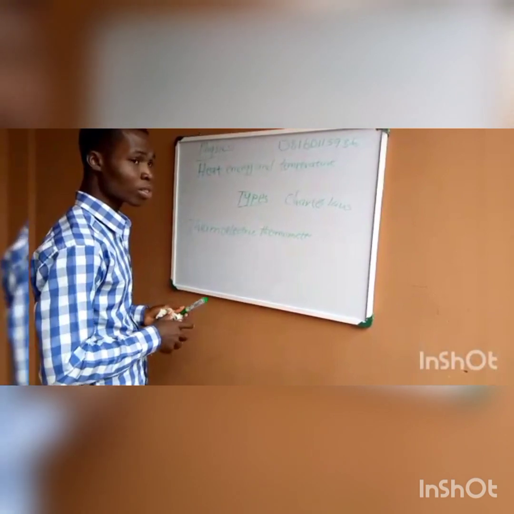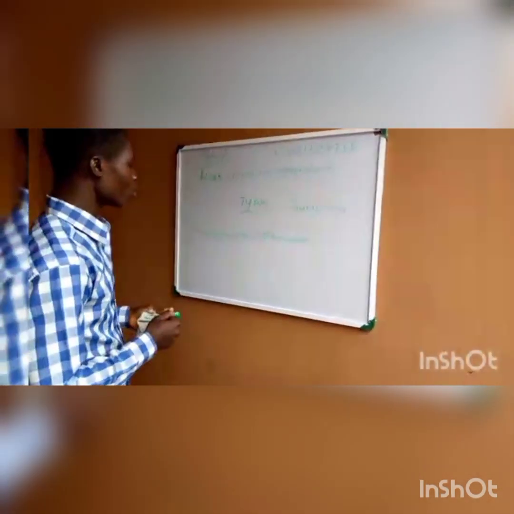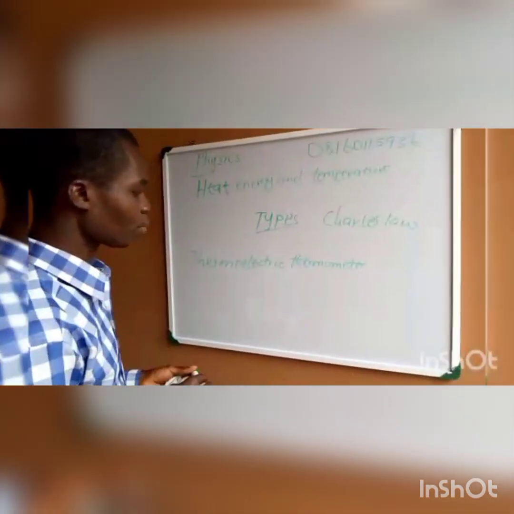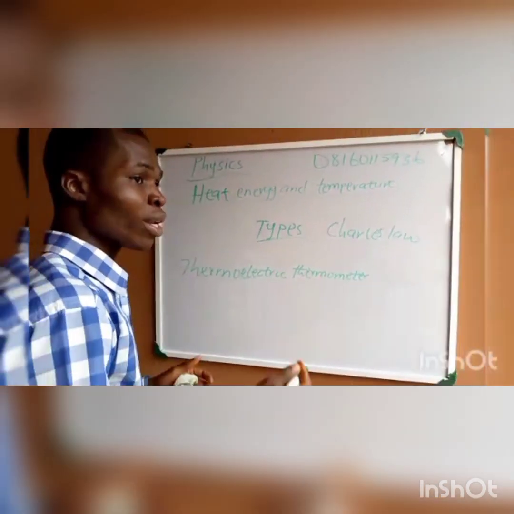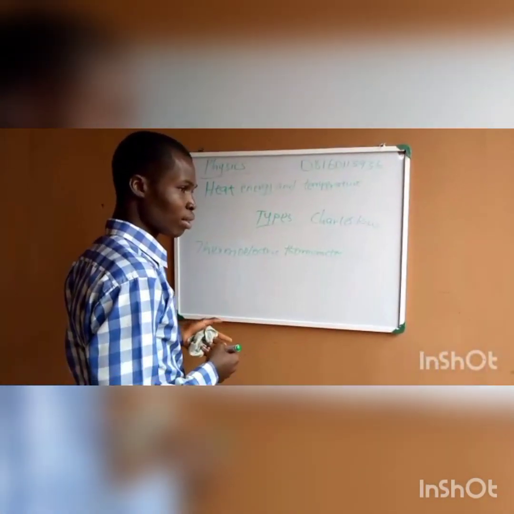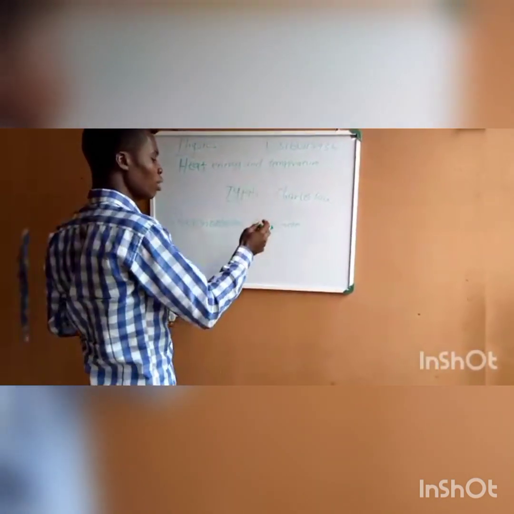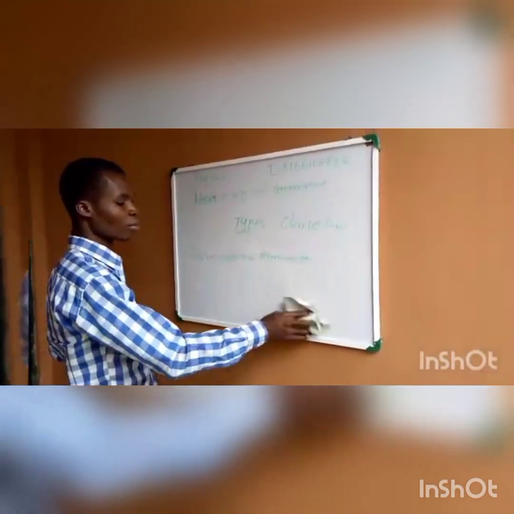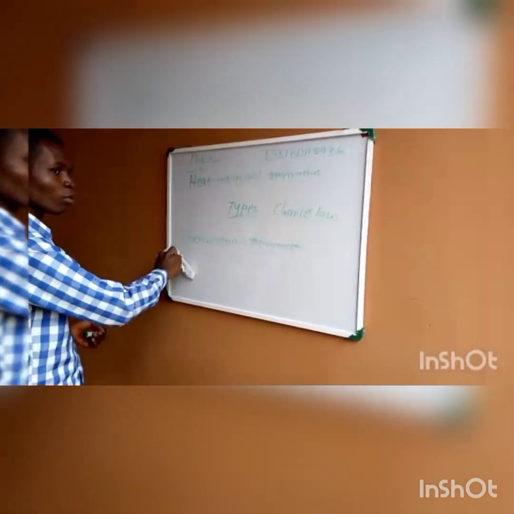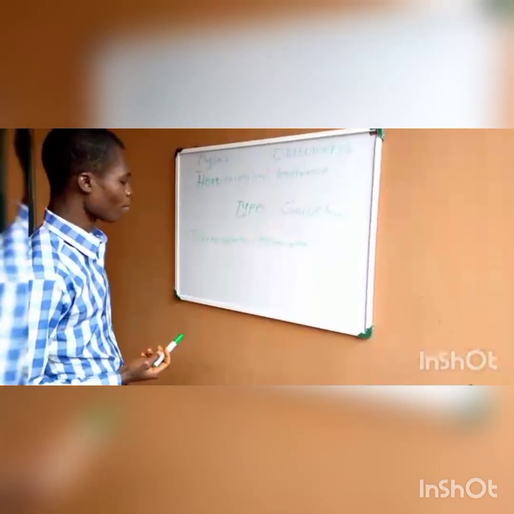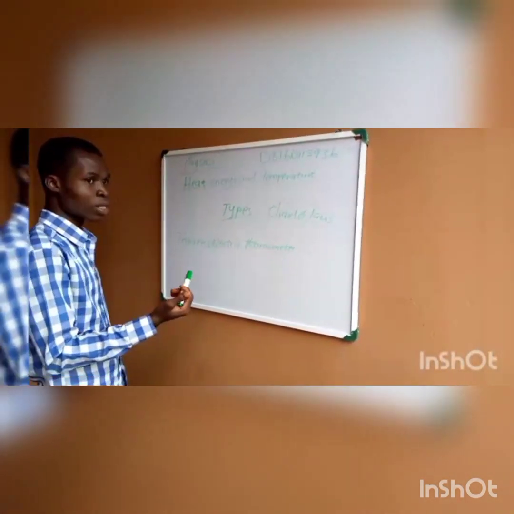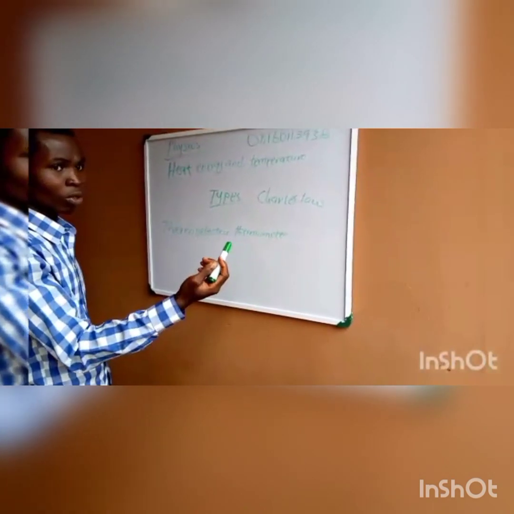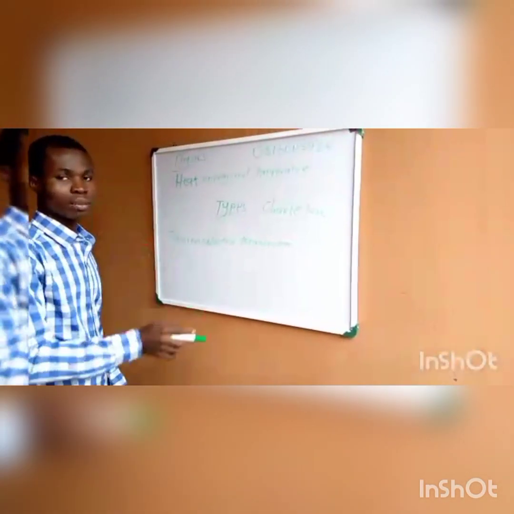A thermoelectric thermometer is a thermometer that uses thermoelectric effects. So when two dissimilar metals, for example copper and iron, are joined at the ends, and one end is immersed in hot water or is heated, while the other end is placed in a beaker of melting ice to be kept constant, electric current flows through the system, and that arrangement is called a thermocouple. So when electric current flows through the system, we say that thermoelectric effect has taken place.